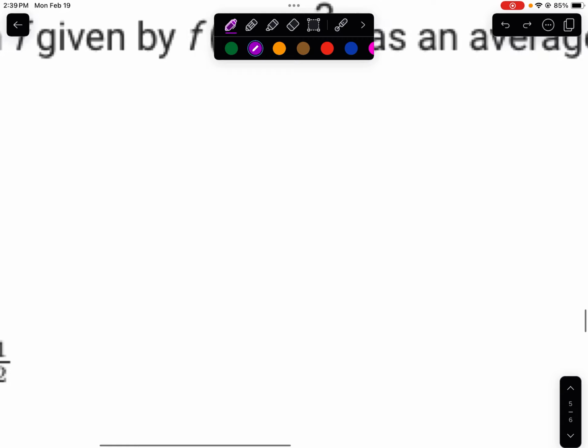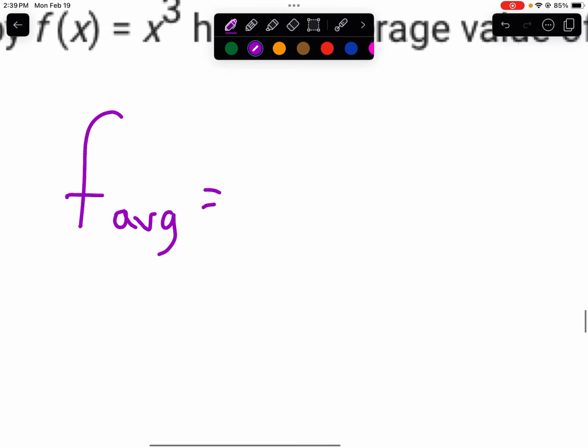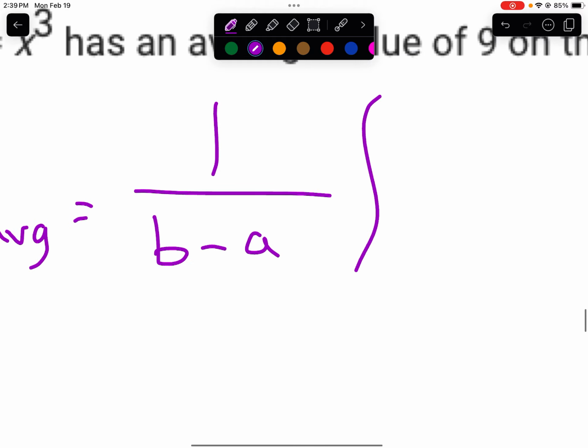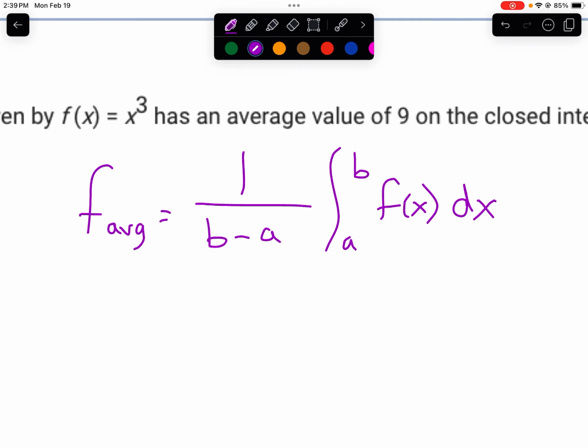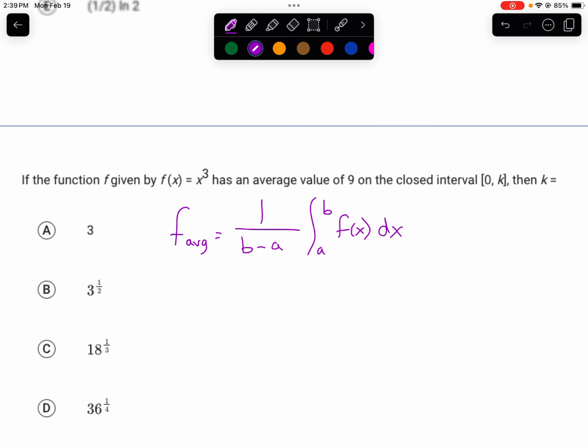And this question is discussing the average value of this function f. So a fair place to start would be to get this laid out and write down our formula for that. And here again is that formula from previously in this lesson. This is the average value of function f on the interval from x equals a to x equals b. Okay, well, what do we know about this situation?